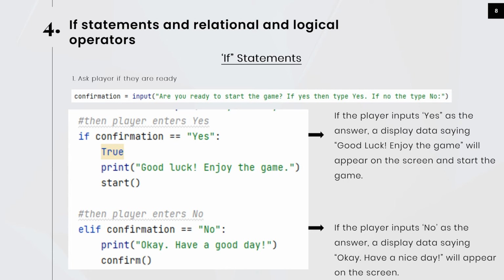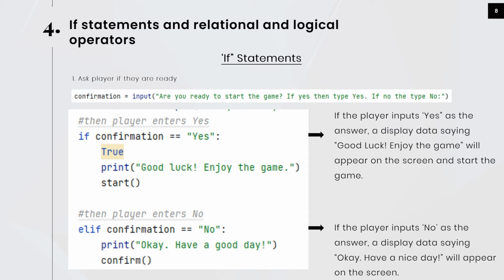Moving on, if statements and relational and logical operators. Starting off with if statements. In the beginning, we ask the player if they are ready to start the game. We have used a confirmation variable in this program, and if the player inputs yes as the answer, a display saying good luck, enjoy the game will appear on the screen and start the game.